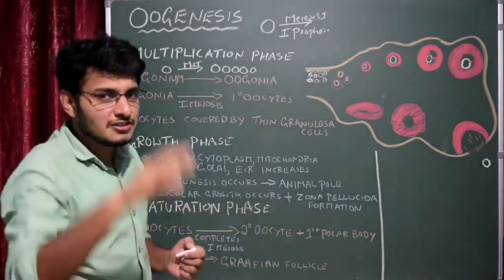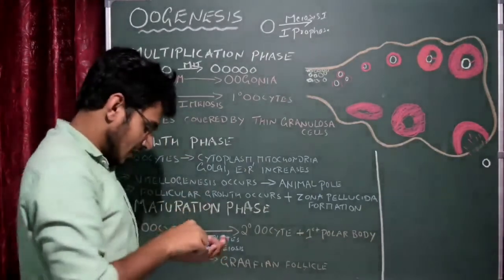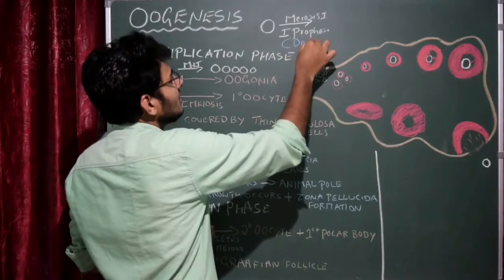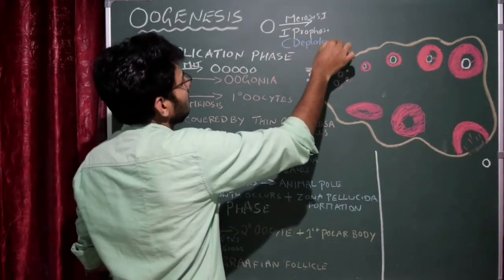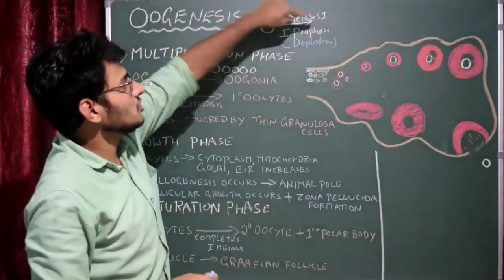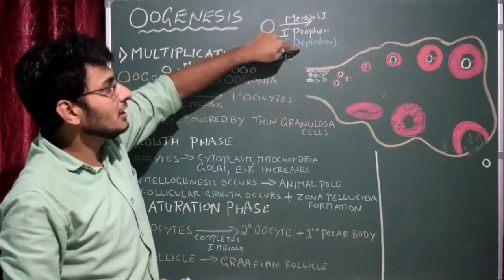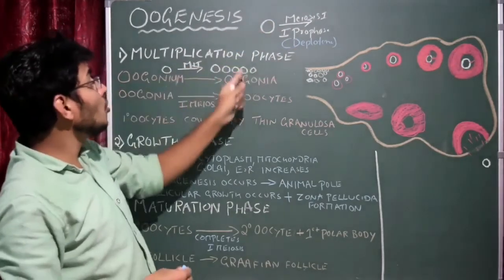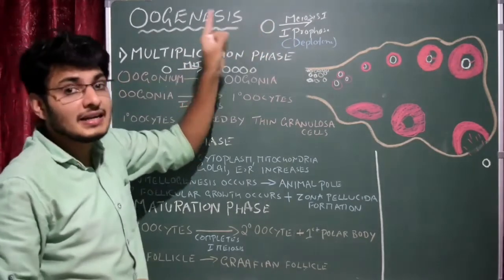You know that in prophase there are again 5 stages. In those 5 stages, particularly it gets arrested in diplotene stage. I'm giving extra information. It is not required, but remember it. Meiosis 1, first prophase, particularly exactly where? In diplotene stage, this oogonium cell gets arrested.